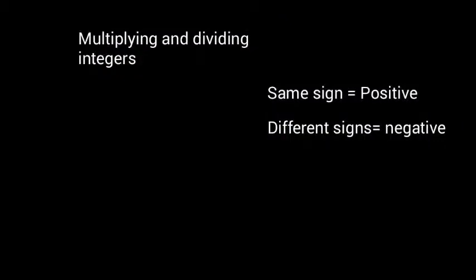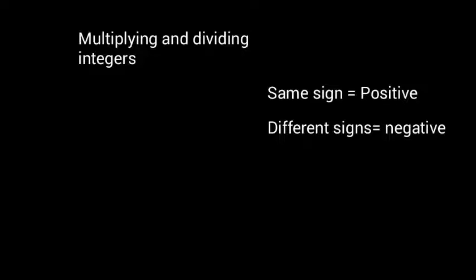Alright, today we're going to talk about multiplying and dividing integers. And so the rule is, anytime you multiply or divide, you're going to multiply and divide like you've always multiplied and divided. But if the signs are the same, your answer is going to be positive, and if the signs are different, your answer is going to be negative.